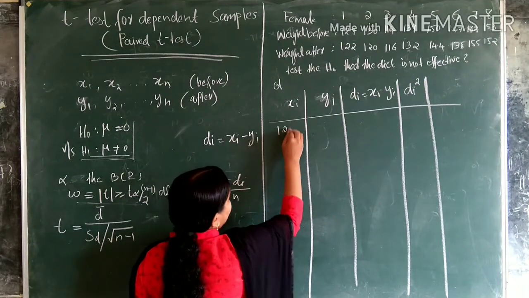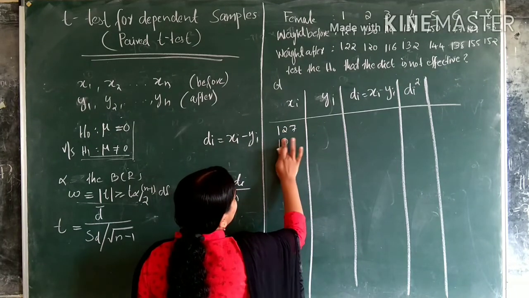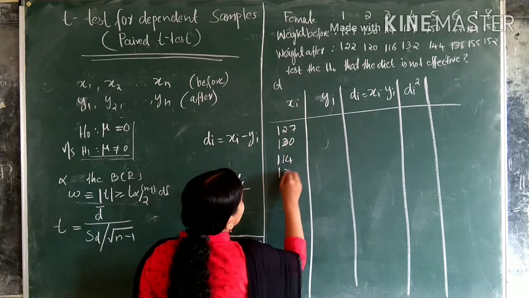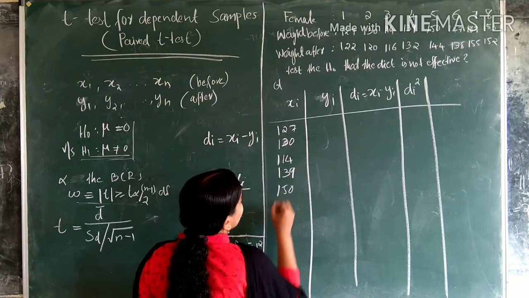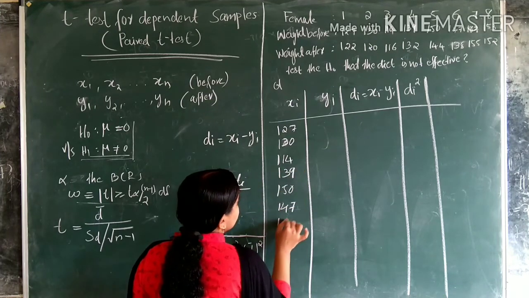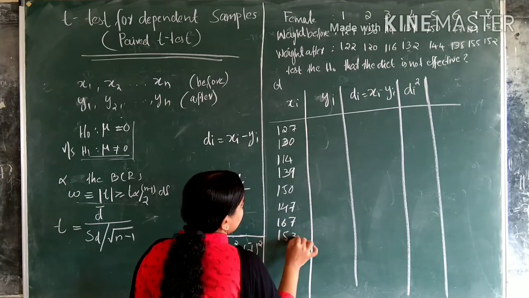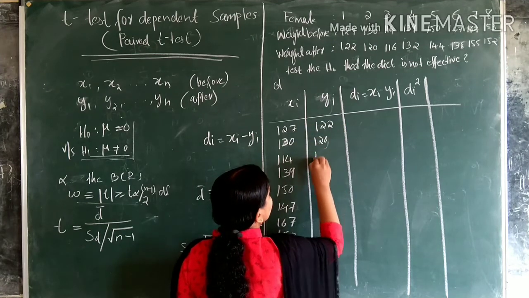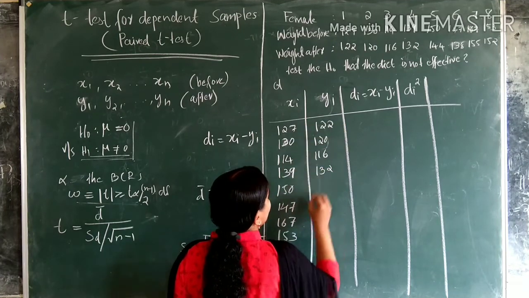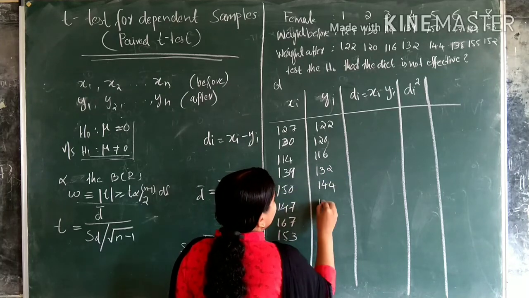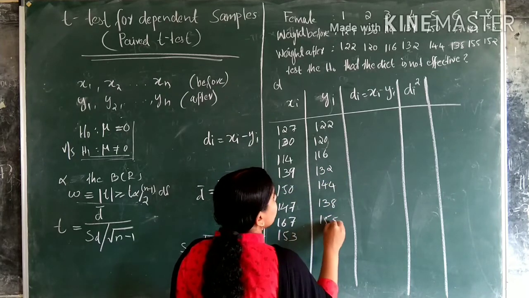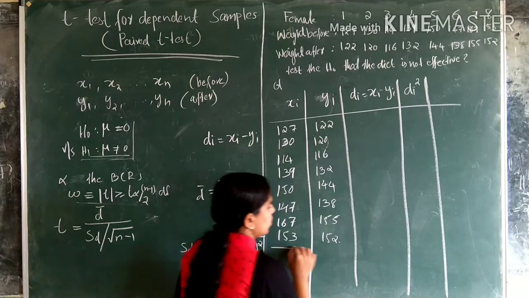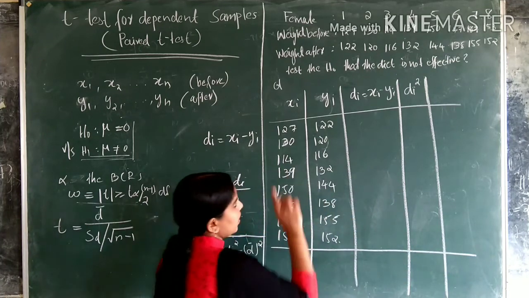Okay, the x i values are 127, 130, 114, 139, 150, 147, 167, 153. Then the y i values are 122, 120, 116, 132, 144, 138, 155, 152. Okay. Then d i is equal to x i minus y i.